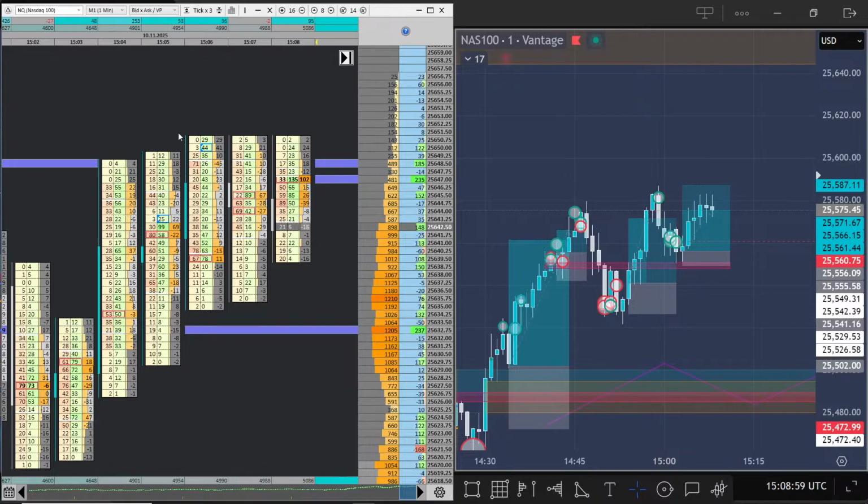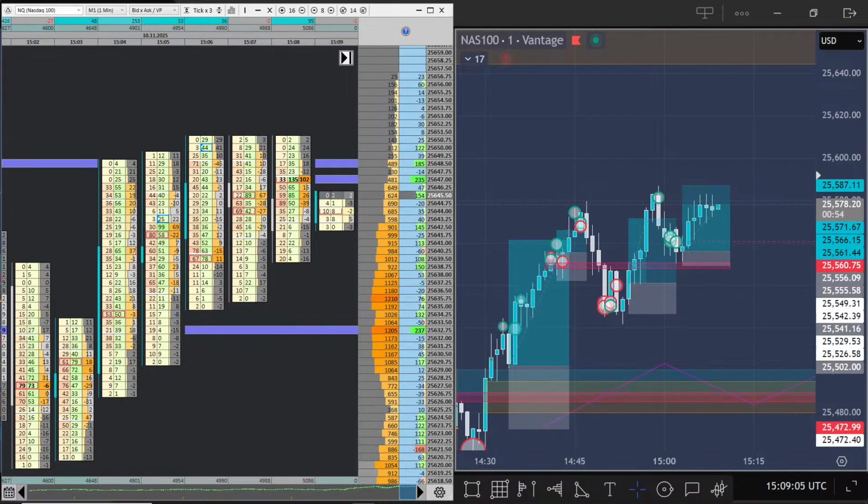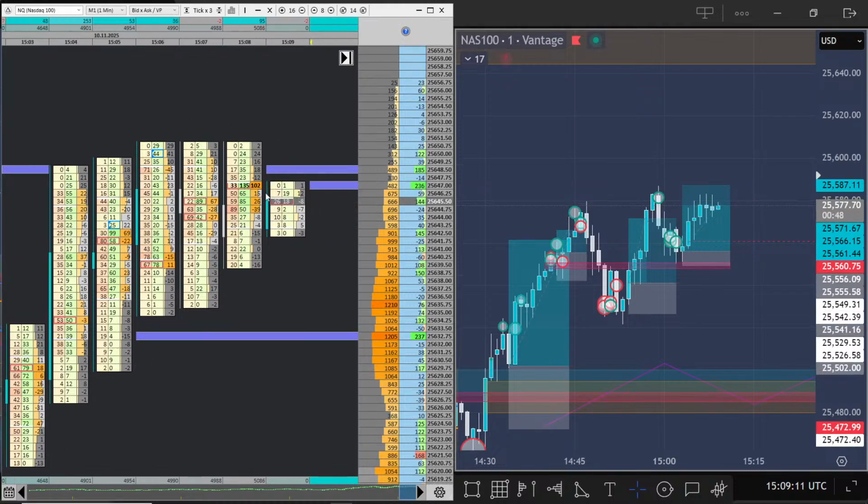As soon as it breaks above these wicks, because these wicks suggest resistance here, since we're not making higher prices, we're just closing at the same level. I want to see us close higher.